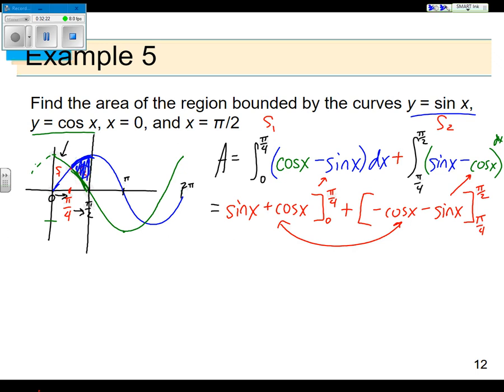All right, get to the fun part. Plug it in. If I plug in pi over 4, it's just going to give me square root of 2 over 2 plus square root of 2 over 2. And if I plug in 0, that's going to give me 0. I mean, cosine of 0 is 1. Careful with that. Bring down my plus sign. All right, let's plug in. I've got to do the top bound first. So pi over 2, cosine of pi over 2, that's going to be negative 0. Let's just call that 0. And then minus sine of pi over 2, well, that's 1.